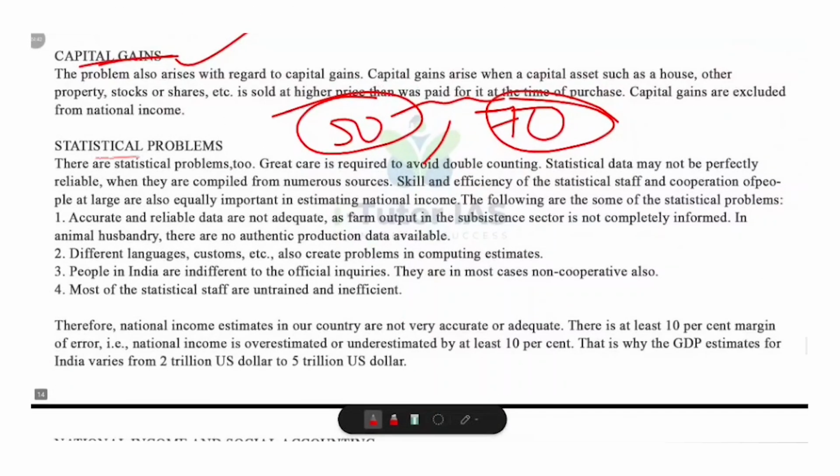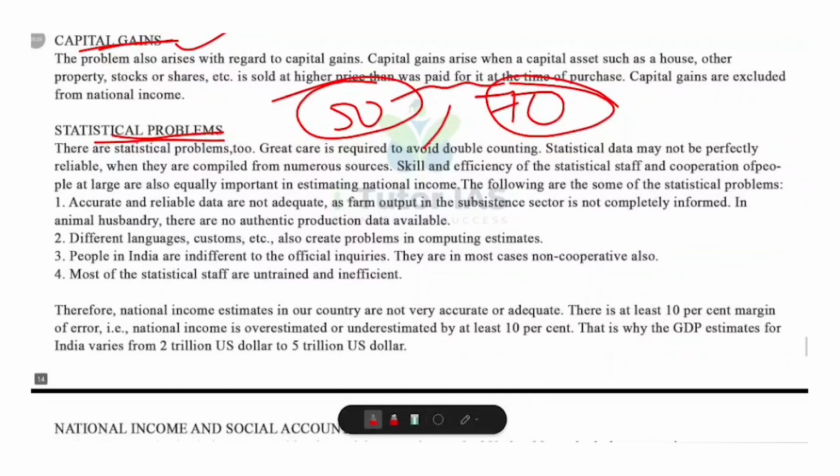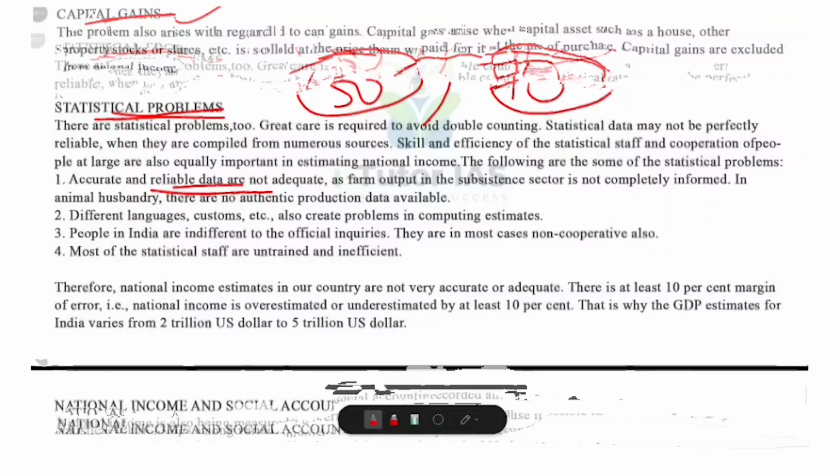Now let's look at the statistical problems in national income measurement. Many activities, especially in the subsistence farming sector or animal husbandry, are not fully recorded. For example, a farmer consuming his own produce may not report it. So lack of reliable data is a major problem while calculating national income. Then language and cultural differences also contribute to that. Different languages, customs and ways of reporting make data collection difficult and inconsistent.